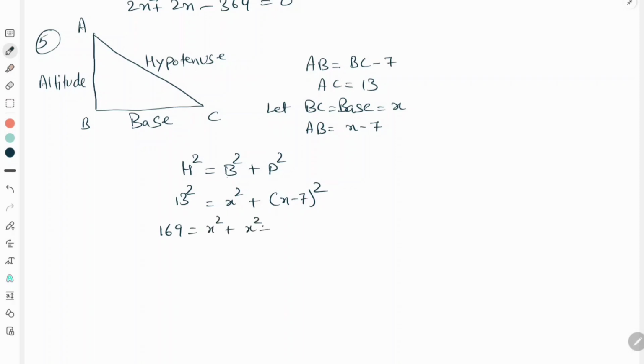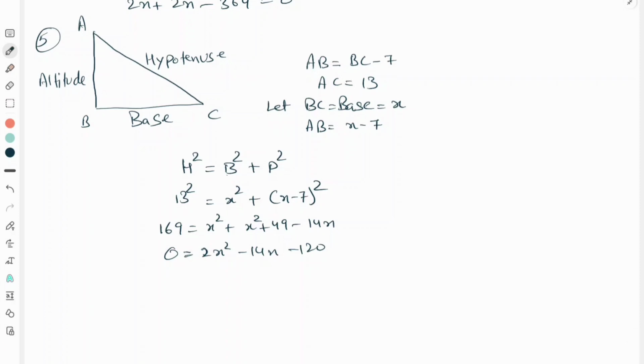It will become x square plus 49 minus 14x, it will become 2x square minus 14x minus 120 equal to 0. Now you can solve this equation to find out the roots. With this we can move to the last question of this exercise, sixth part.